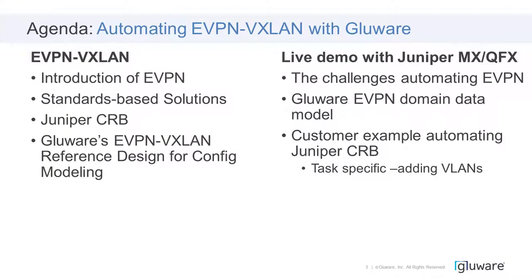The agenda for today's session is really split into two parts. I'll be covering the introduction of EVPN, as well as the standards-based version, as well as talking about a Juniper-specific version, as well as talking about the Gluware solution. How do we package it, and how is it built into the Gluware network automation solution and our config modeling application?